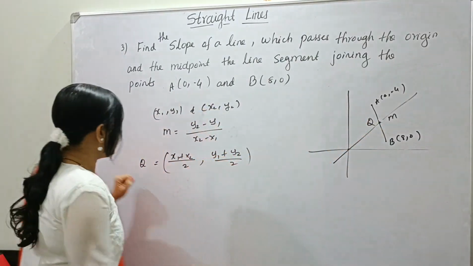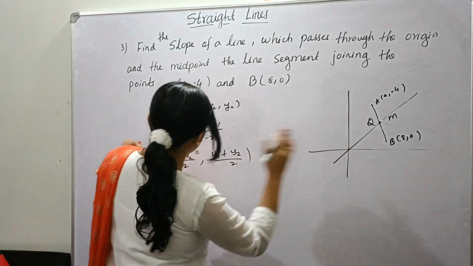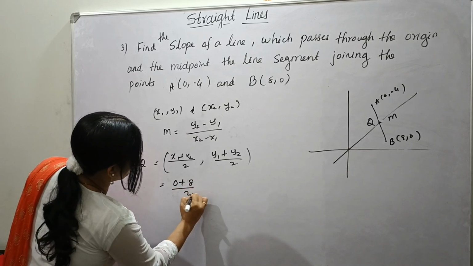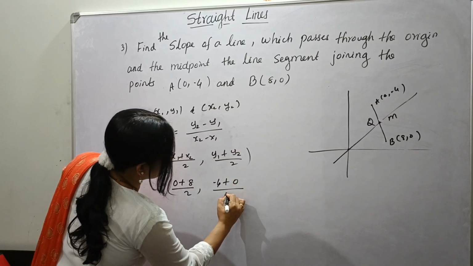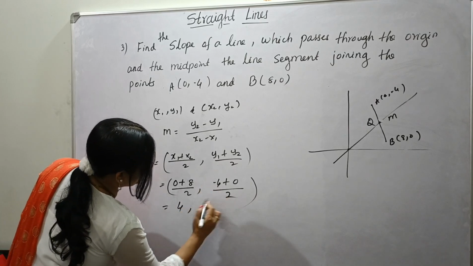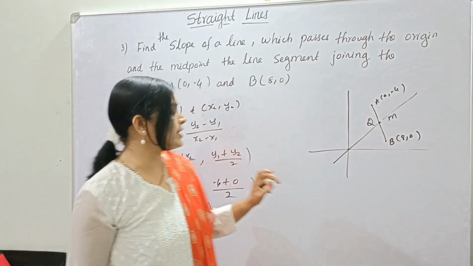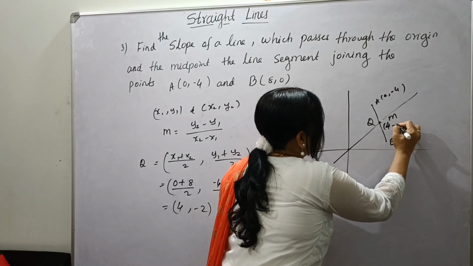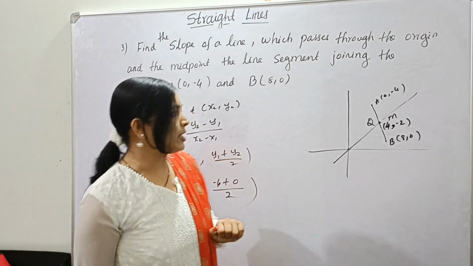Here (x1, y1) is (0, -4) and (x2, y2) is (8, 0). Then we find (0 plus 8) divided by 2 and (-4 plus 0) divided by 2. That is 8 by 2, which is 4, and -4 by 2, which is -2. So the midpoint of these two points is (4, -2). The x coordinate is 4 and the y coordinate is -2.